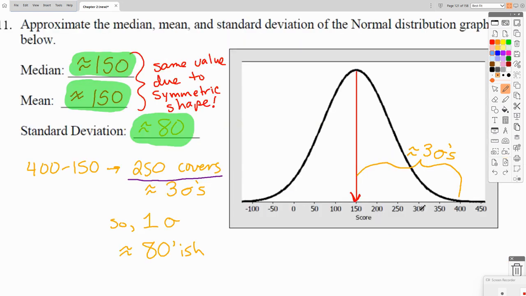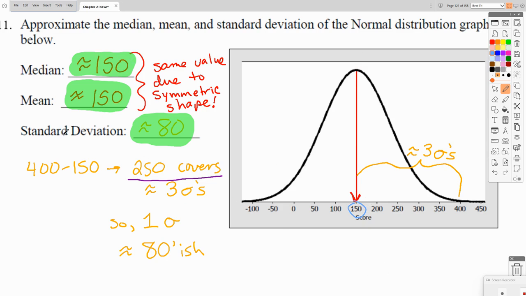All right, number 11. Approximate the mean, median, and standard deviation of the normal distribution graph below. Now, since we have a normal distribution and it's symmetric, the mean and the median would have the same exact value. So if I can find where the mean is, just drop straight down the middle here, I would see that it looks like it's at about 150, right? The median, it's going to be the same thing.